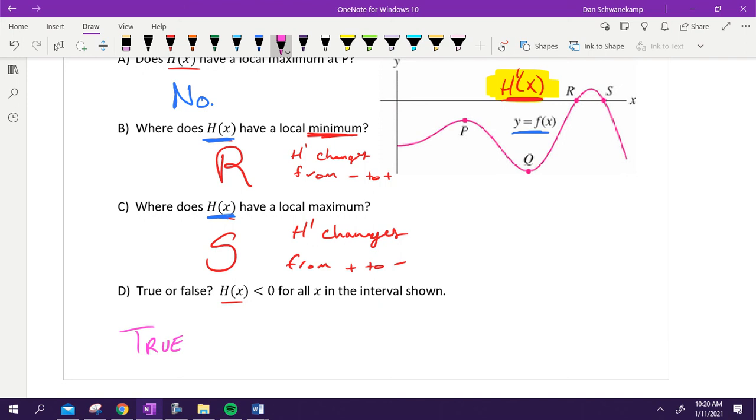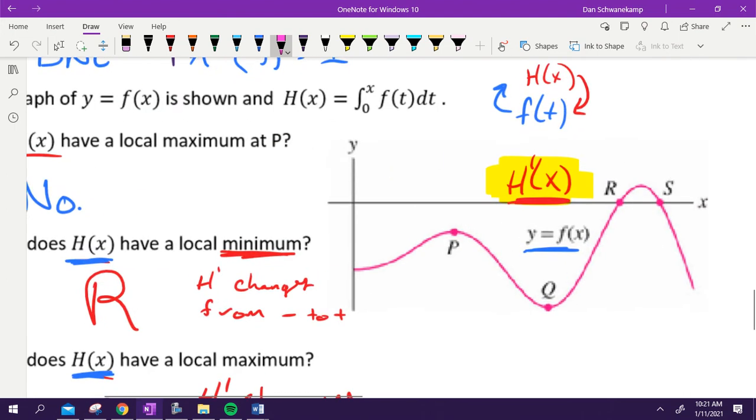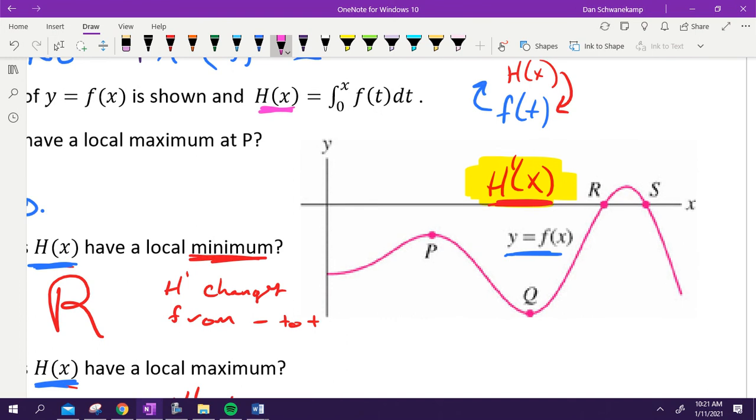H of x is less than 0. In other words, h of x is negative everywhere on the graph. What am I looking for on this graph to talk about h of x? Area. Area under the curve starting at 0 and going to some x value. So let's say I went from 0 until p. Is the area negative? Yeah, it's below the x-axis. What would you say the answer is right now? Negative 4. Everybody cool with me on that?